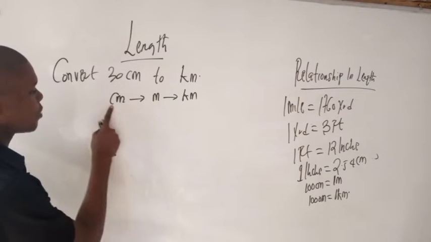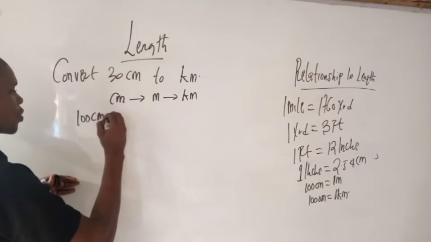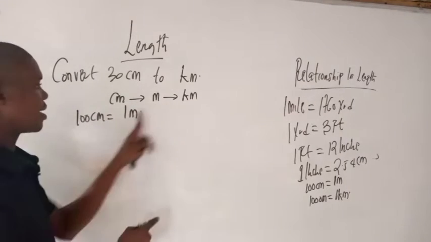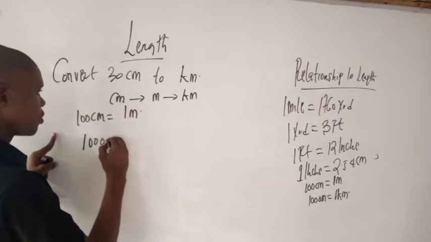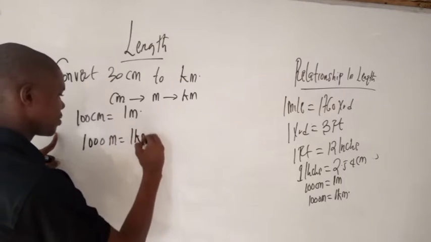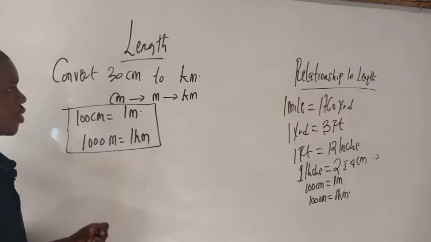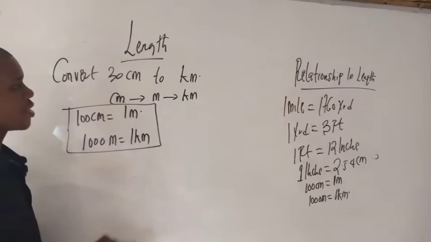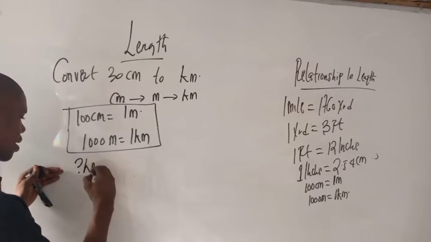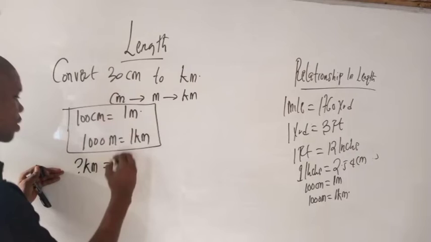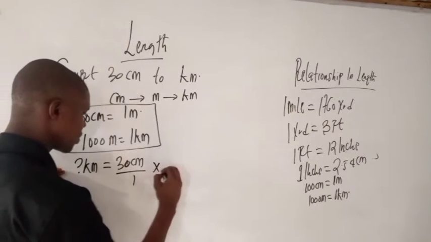So now what's the relation between centimeter and meter? Here we have 100 centimeters equals 1 meter. Then here we have 1000 meters equals 1 kilometer. This is the relationship I'm using in this calculation. We are converting to kilometer, so I convert 30 centimeters by 1 times.